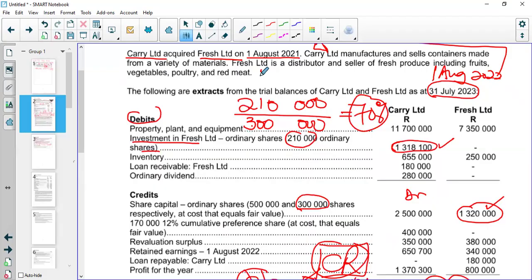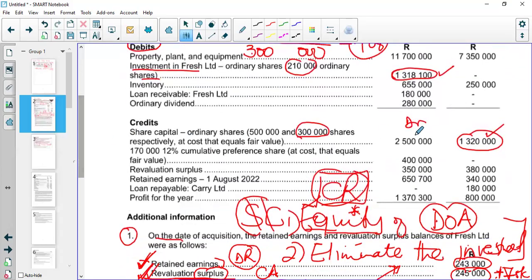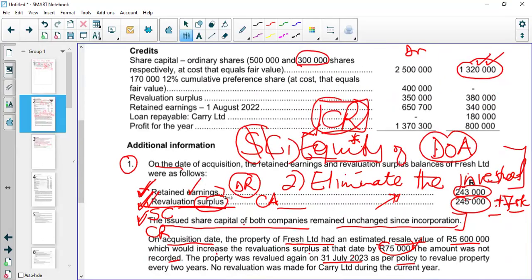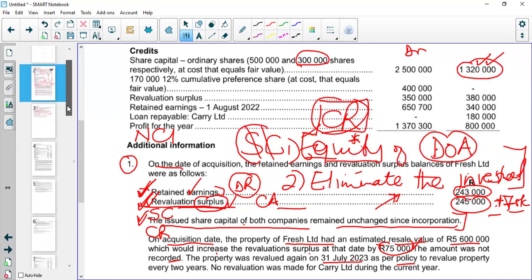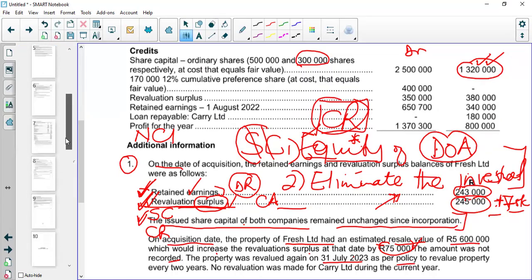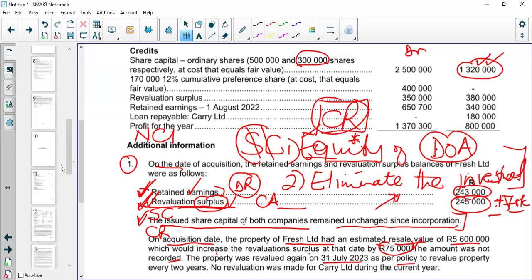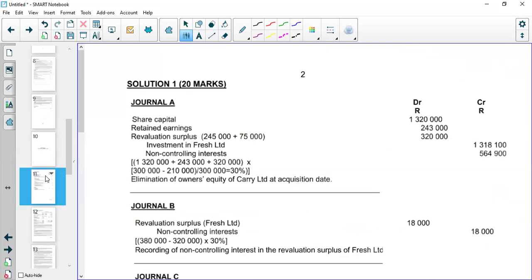So 30% of this company, of the equity, belongs to the NCI. So what we're going to do, we're going to calculate the entire equity, which is share capital plus retained earnings plus revaluation surplus. Then 30% belongs to the NCI, and the NCI is a credit. And then from there, we're going to determine what the goodwill is as a balancing figure. So the goodwill is going to be a balancing figure.